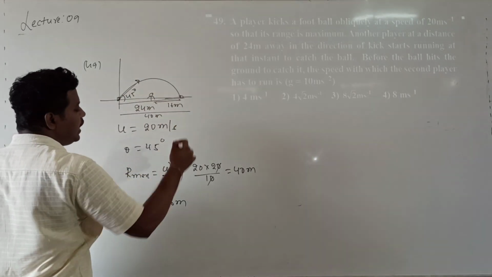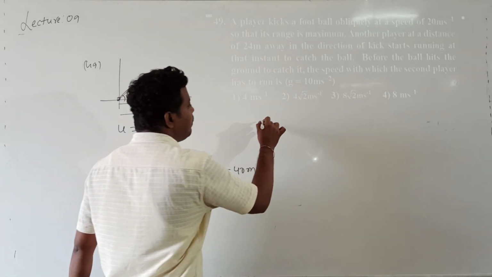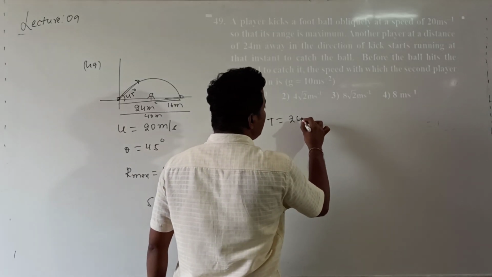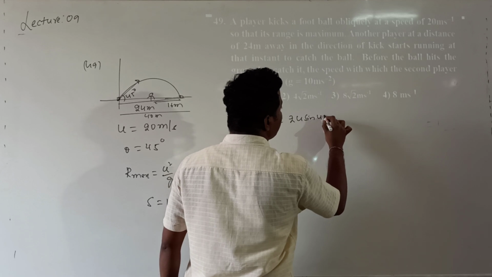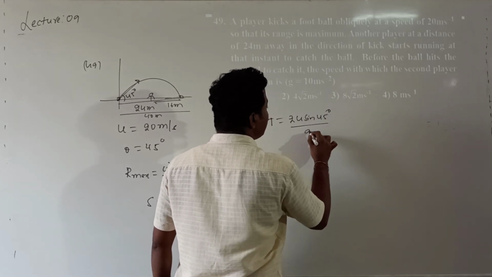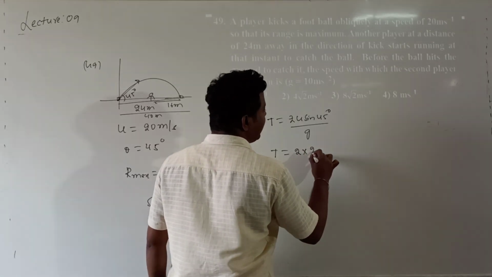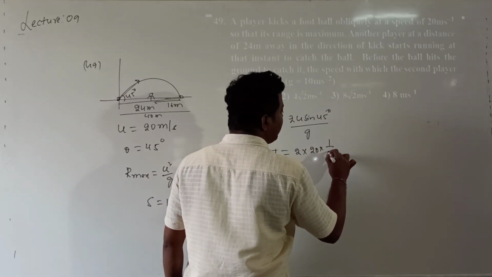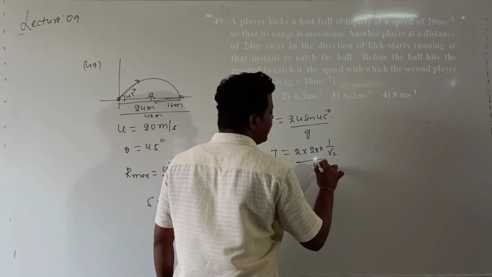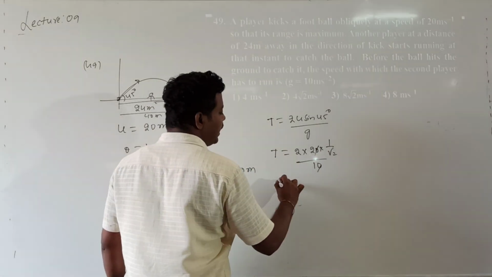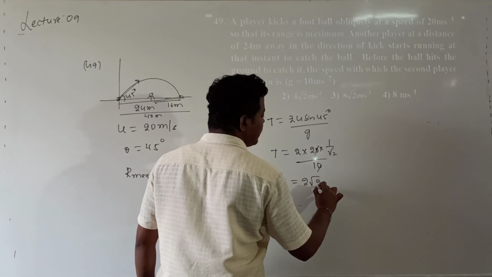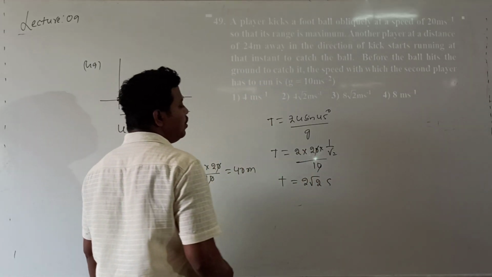The time taken by the ball to hit the ground, that is the time of flight. The time of flight formula: T is equal to 2u sin theta divided by g. The theta value is 45 degrees. So T is equal to 2 into the u value 20 into sin 45, which is 1 by root 2, divided by the g value 10. So the zeros cancel, and T is equal to 2 root 2 seconds.